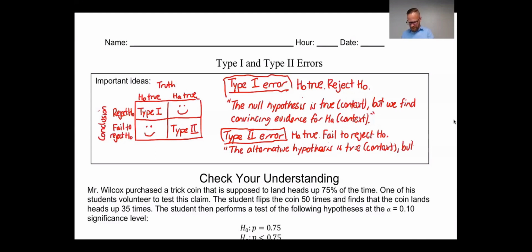But we have made a mistake here and we failed to reject the null hypothesis, which means we did not find convincing evidence for the alternative. So, but we did not find convincing evidence for HA. And of course, this is where we could put the context in as well. So that gives you a little bit of a template that you can use in order to interpret type 1 error and type 2 error.